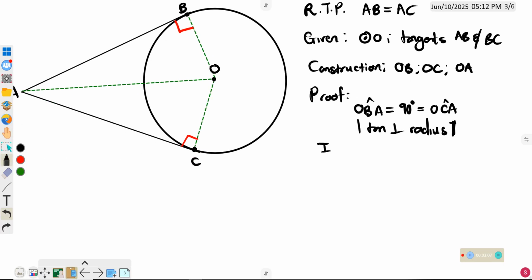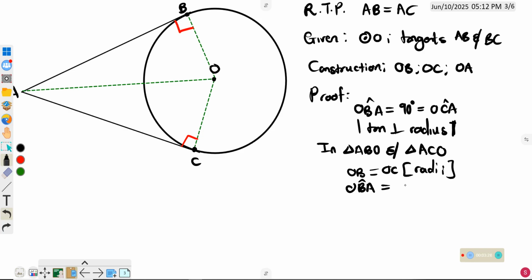So we have congruence in triangle ABO for the first one and the other triangle, which is triangle ACO. What do we have? We have the line OB equal to the line OC, and these are radii. Secondly, angle OBA is equal to angle OCA. Why is that? They are both equal to 90 degrees, we just proved it. And lastly, we have the line OA equal to OA, which is a common side.